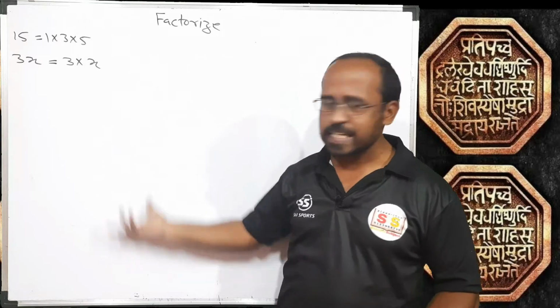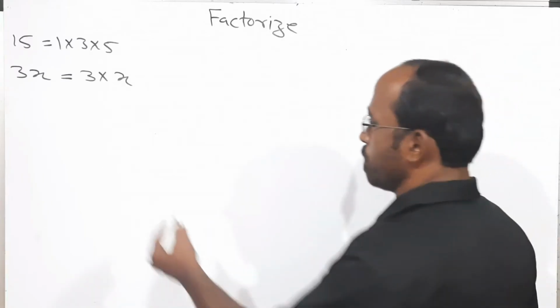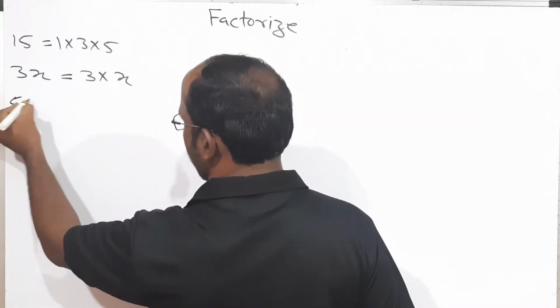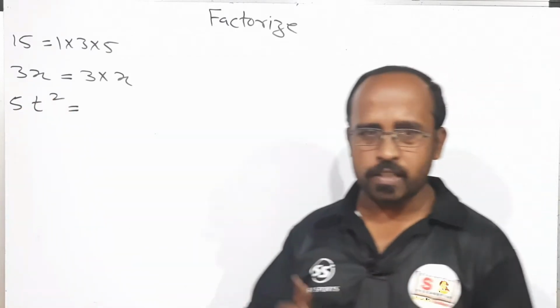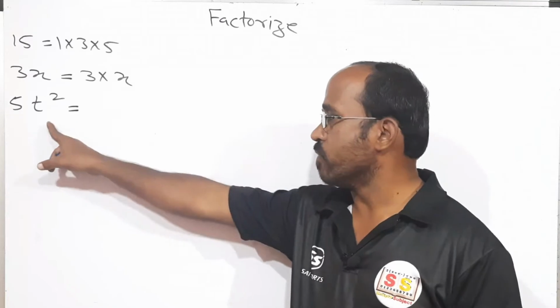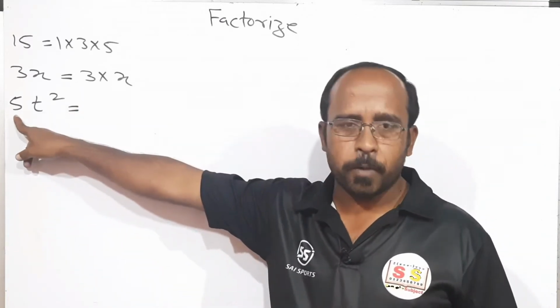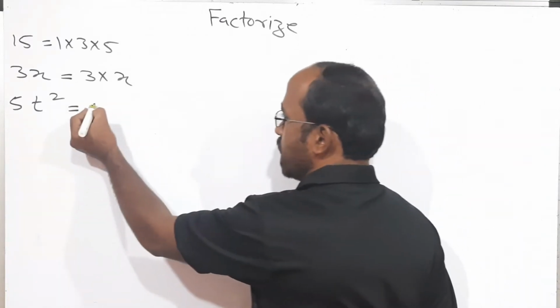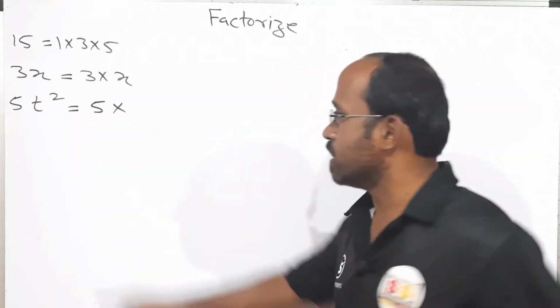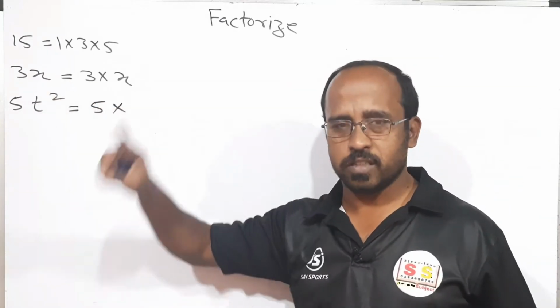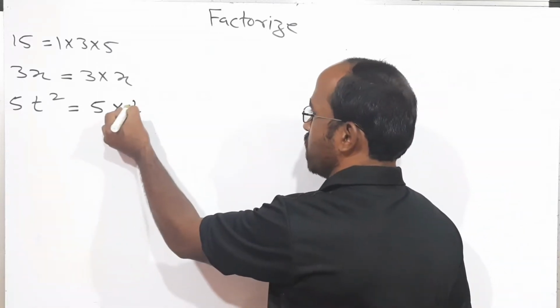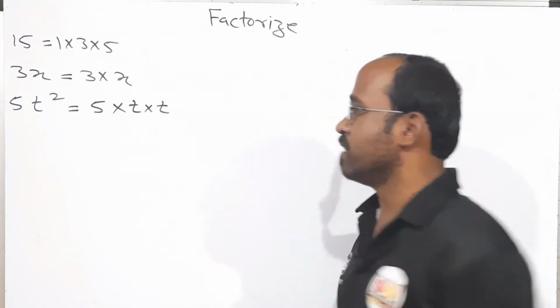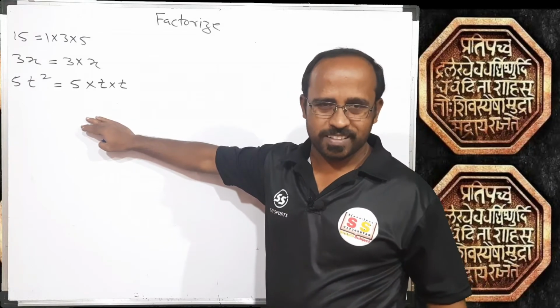Clear? So let us clear it with a few more examples. Suppose the question is 5t square. Factorize 5t square. Once again, what do we have to do? Factorize the number separately and factorize the variable separately. The number is 5, which is a prime number, so we can directly write it as 5, multiplied by t square. t raised to 2 means t multiplied by t itself 2 times. So this is 5 multiplied by t multiplied by t. Isn't it easy, students? Right?